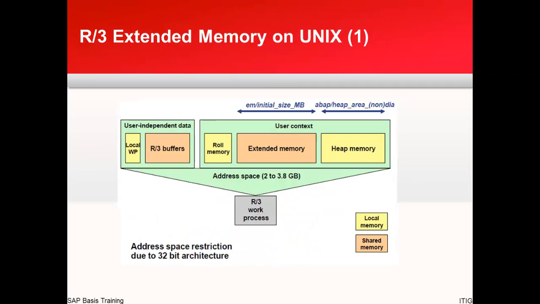Okay, then let's get into the Unix side. In Unix you can see you have local work processes. These are the R3 buffers. You have role memory, extended memory, heap memory. Basically this is the user context. Whenever any user logs in, this is the context which is allocated, with its initial size in MB and heap area for diag or non-diag. The summation of this is the user context.